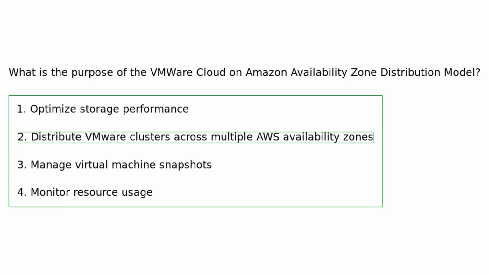The VMware Cloud on AWS Availability Zone distribution model enables the distribution of VMware clusters across multiple AWS availability zones, providing higher levels of resiliency and availability for workloads running in the VMware Cloud on AWS environment.